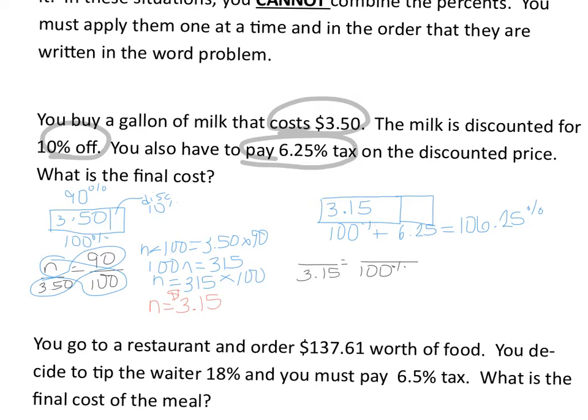Using the $3.15 because that's the discounted price. We are not using the $3.50. We only needed that price in order to calculate what the milk was going to cost before the tax. We're paying 106.25% tax. Now we can solve our proportion.